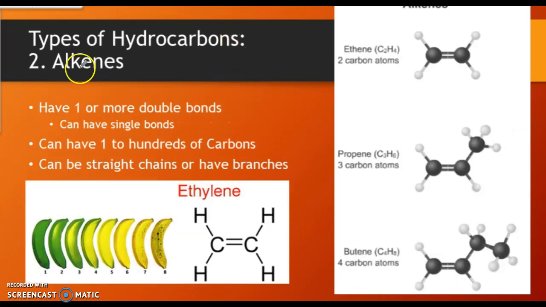The second type are alkenes. Okay, so again, we have a different ending. This time our ending is ene. Ene tells us 1 or more double bonds. So sometimes you'll see multiple double bonds. Again, if that happens, we have to get rid of some of these hydrogens because each carbon can only have 4 bonds. But in this case, these all have only 1 double bond. So again, we can have between 1 and hundreds of carbons. They can be straight chains or have branches.